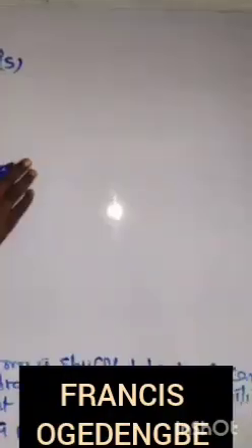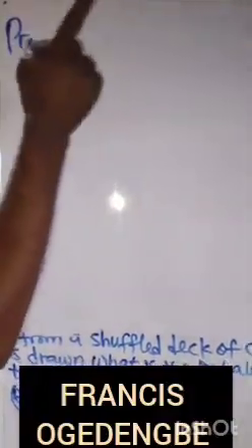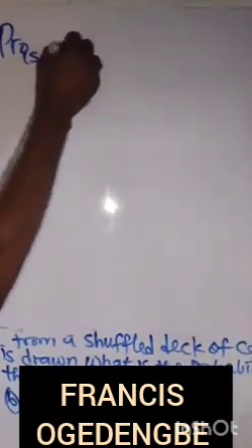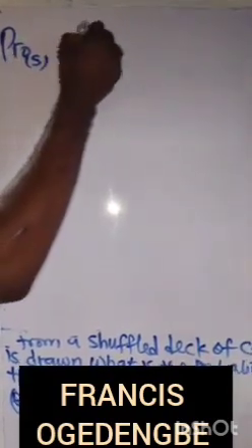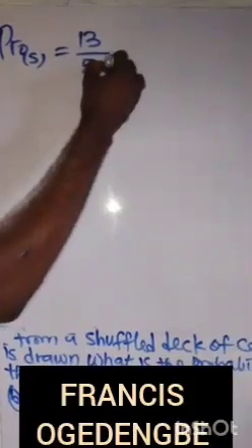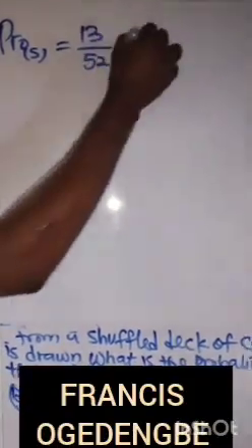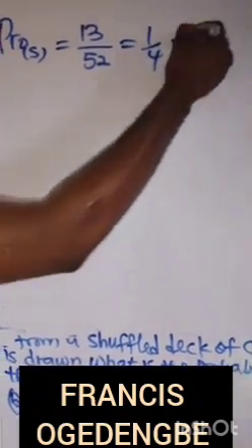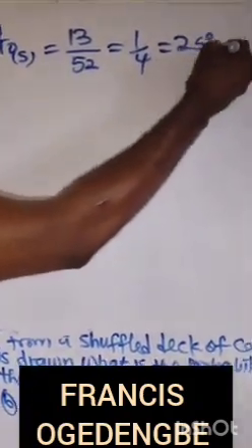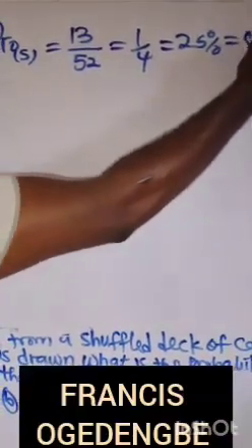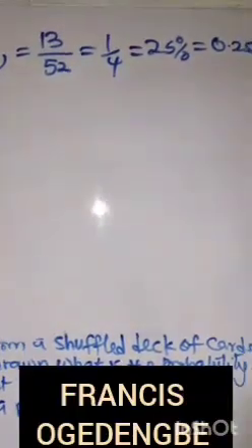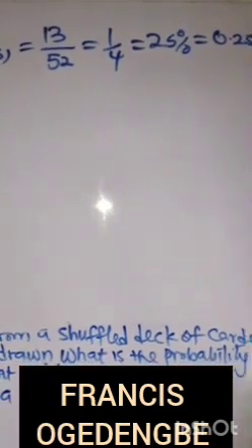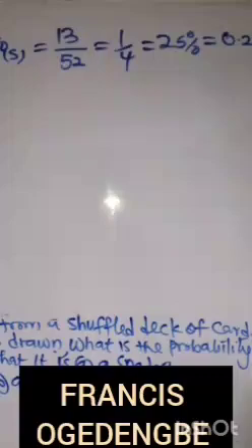There are 13 spade cards in the standard deck of playing cards. So the probability of getting a spade is equal to 13/52. 13/52 gives us 1/4 as a fraction, which is also 25%, and also 0.25 as the probability.